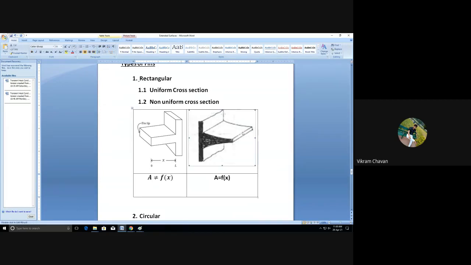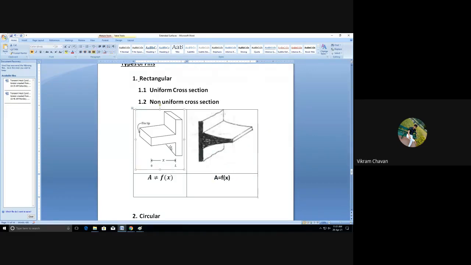Whereas consider this other type of fin where the cross section is rectangular, but at every location of the fin we get a different area. If you take the cross section at this location, we get a different cross section area. So as the length of the fin goes on increasing, the cross section area goes on changing. So area is a function of the length of the fin.